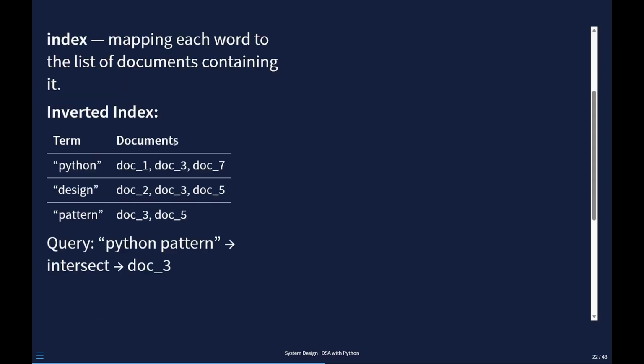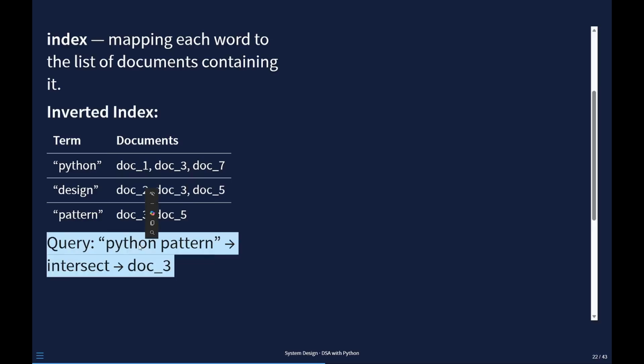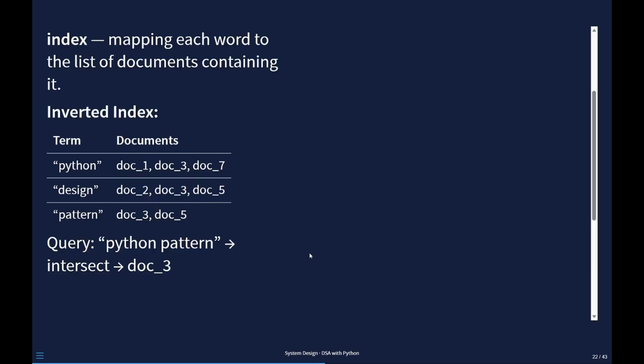Instead of storing documents and scanning them for search terms, you build a reverse mapping. For each word, store the list of documents that contain it. The table on screen shows the idea. The term Python appears in documents 1, 3, and 7. The term pattern appears in documents 3 and 5. A search for Python and pattern is just set intersection. Documents containing both terms is just document 3. This is blazing fast. Constant time lookups in the index, not linear scans of documents.